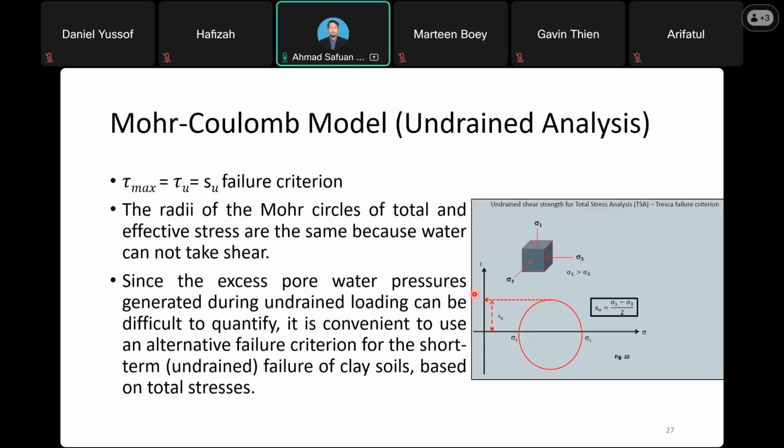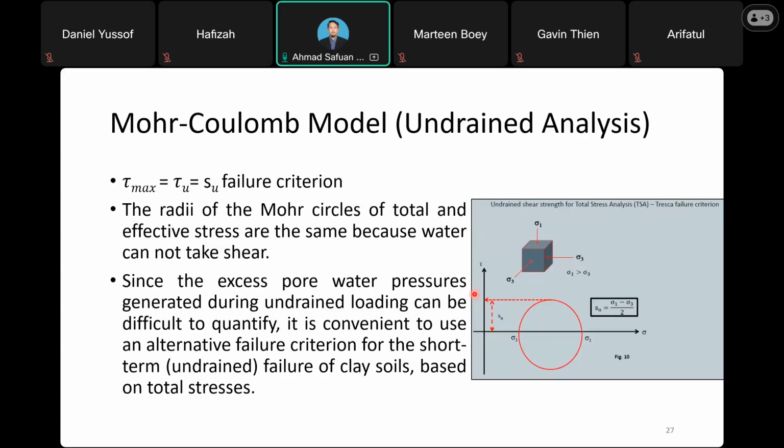While this is for the undrained, okay. So for the undrained, the tau max is equal to the tau u, or Su. The radius of the Mohr circle of total and effective stress are the same because water cannot take shear.